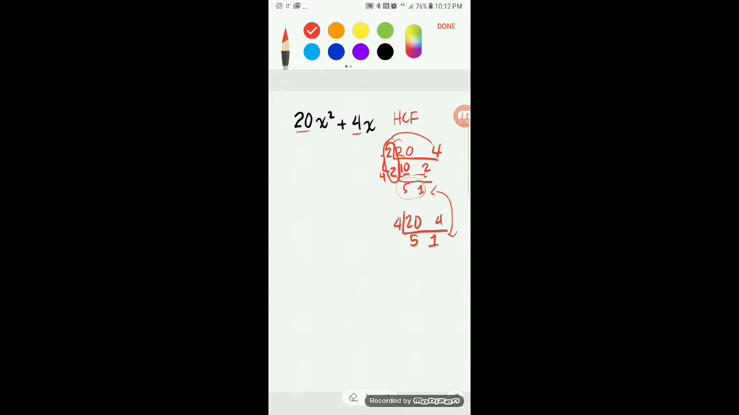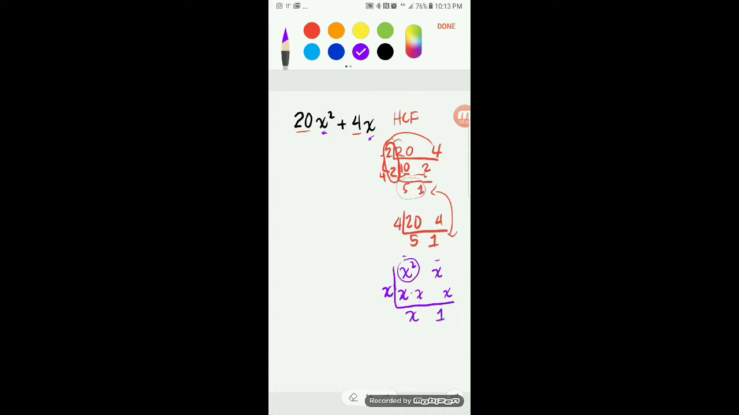Okay? So let's now work on the variables. Okay? So we have x squared and x. So from your index laws, you know that x squared is the same as x times x. Okay? And then we have 1x over here. So looking at this, what can divide both x squared and x? Knowing that x squared is made up of 2 x's multiplied with itself. Okay? So the highest common factor would be x, because x squared divided by x is x. x divided by x is 1.